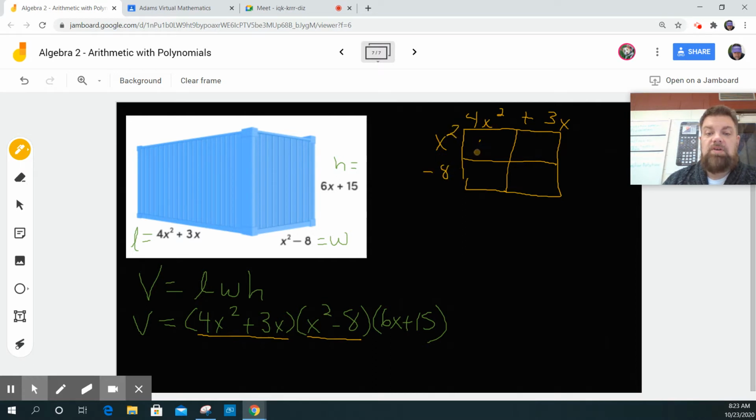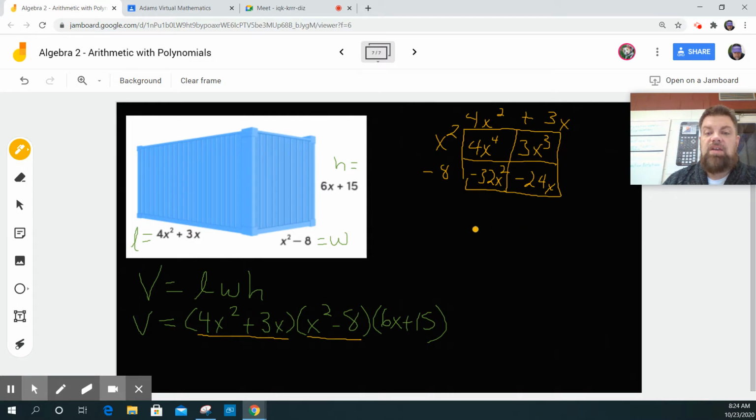So 4 times 1 is 4, x squared times x squared is x to the 4th. 3 times 1 is 3, x squared times x is x to the 3rd. 4 times negative 8 is negative 32, and then you just have the x squared. And then 3x times negative 8 is negative 24, and then you just tack on the x.